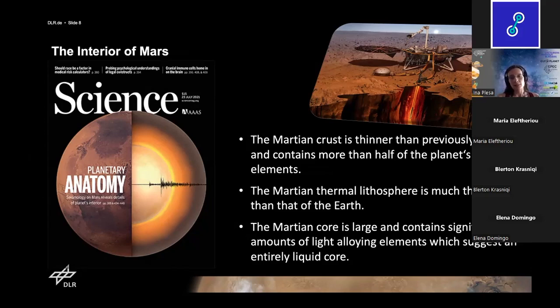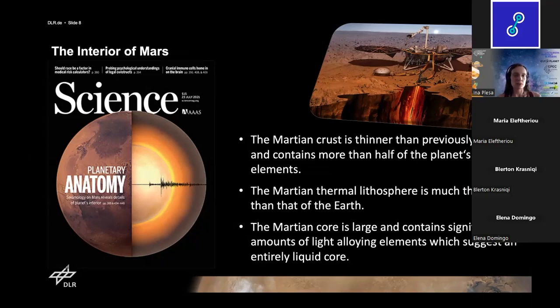And these light elements are important because they also have an important property. They decrease the melting temperature or the crystallization temperature of the core. On the Earth, when we talk about the Earth's core, we know that the Earth possesses an inner core, and this is due to the fact that the planet cools and the core starts to crystallize, and it crystallizes an inner core.